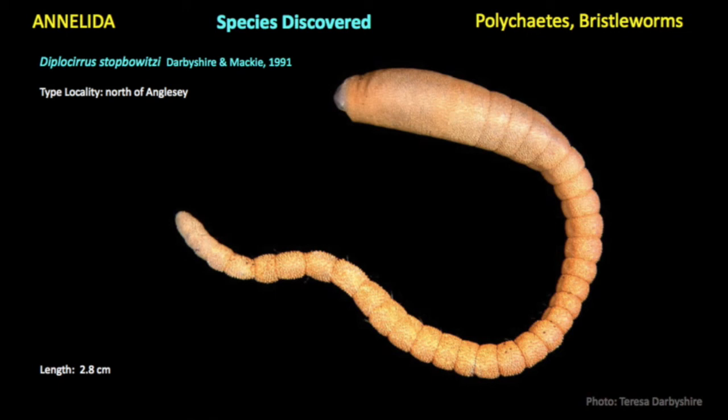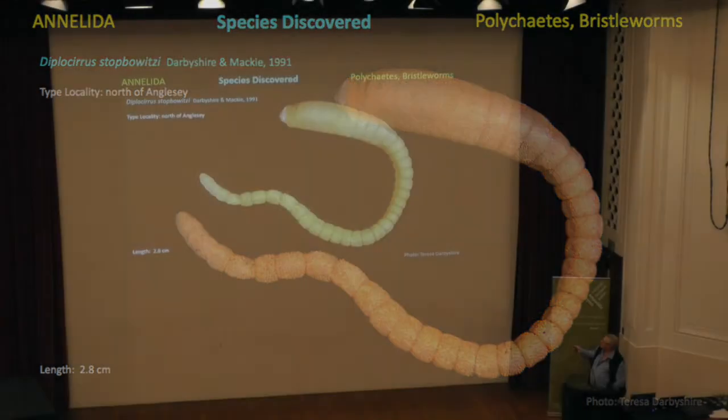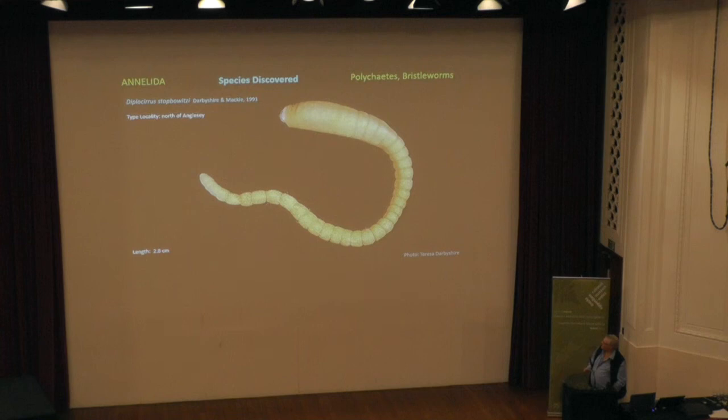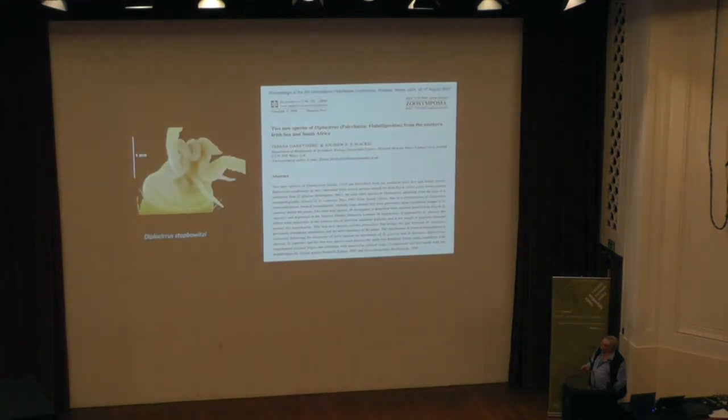It differs from the common one that we get, Diploceras glaucus. This one's got a completely different papillation pattern on it, and some other differences, and also lives in a different habitat. And this was a paper describing that.